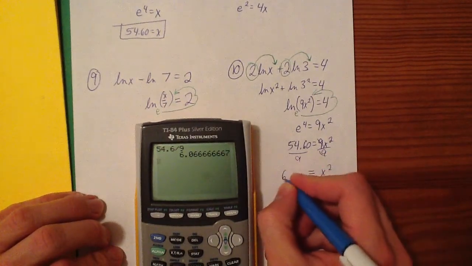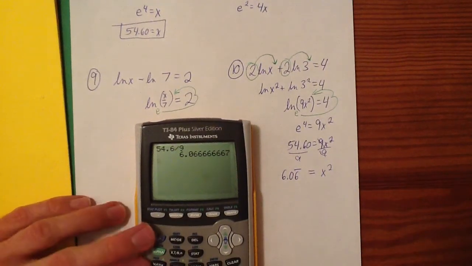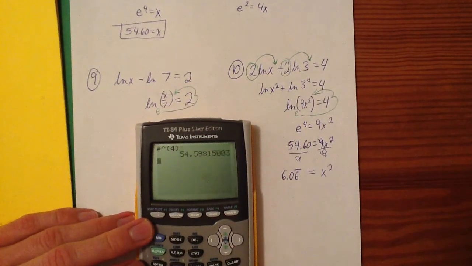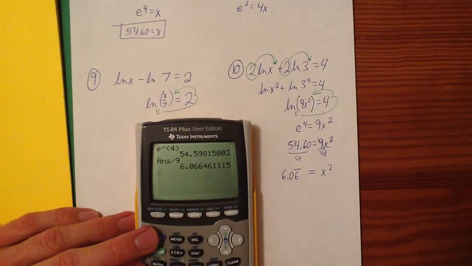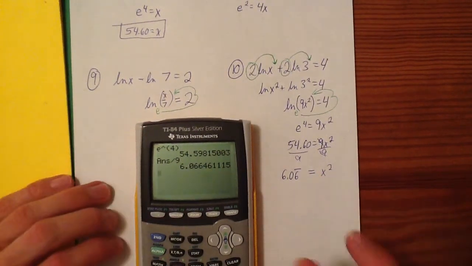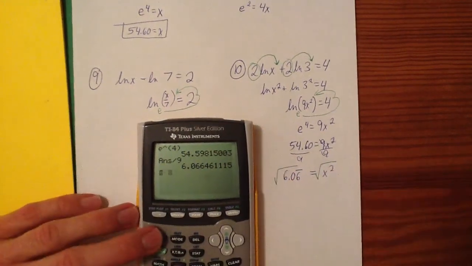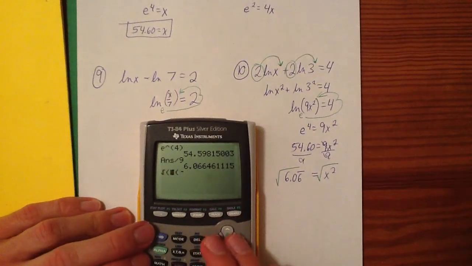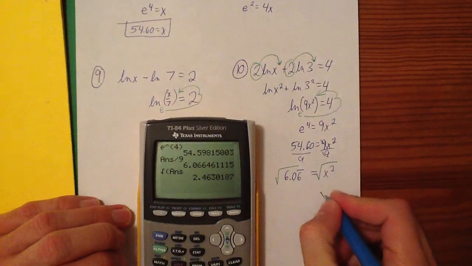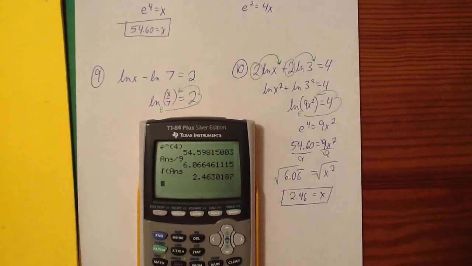X squared is 6.06 repeating-ish. However, if you want to be realistic about it, it's actually not that at all. E to the 4th was this, and then we divide that by 9, so yeah, the 6 doesn't necessarily really repeat, but we're going to lose some accuracy in rounding in the end anyway, so let's just keep going. Square root both sides. We'll square root our last answer, and we get 2.46. Now, don't get happy and say, yay, I'm done.